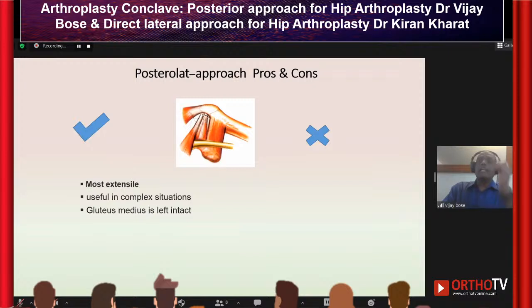Now, the traditional pros and cons of the postero-lateral approach: of course, we know it's the most extensive, no question, no one can argue with that. It's useful in complex situations. It is really the go-to approach. And the gluteus medius is left intact. I'm sure Kiran would say that there is no abductor compromise to a great extent in the anterolateral approach also, but let us see what he has to say. But the real thing about the postero-lateral approach is that it's supposed to have a higher chance of dislocation.